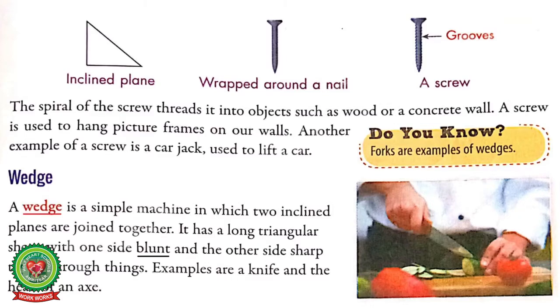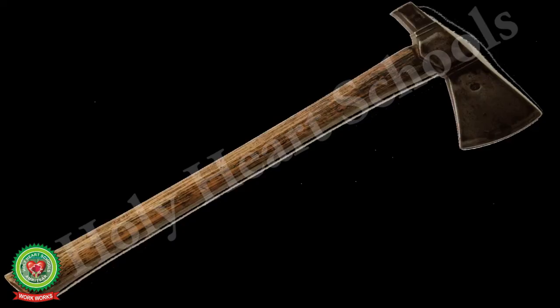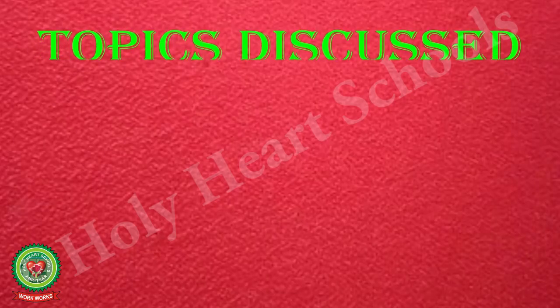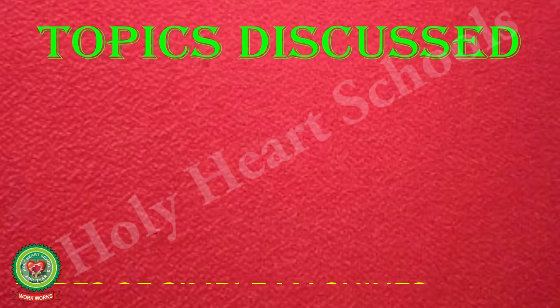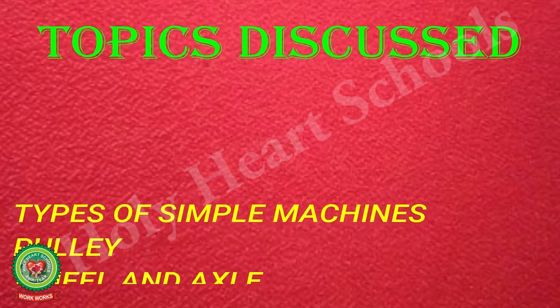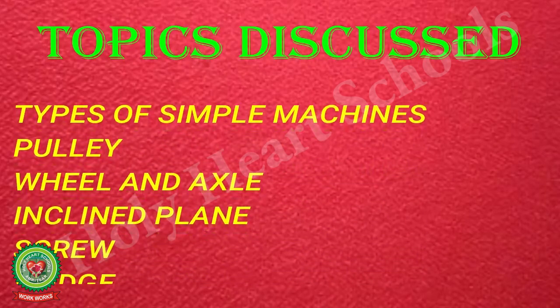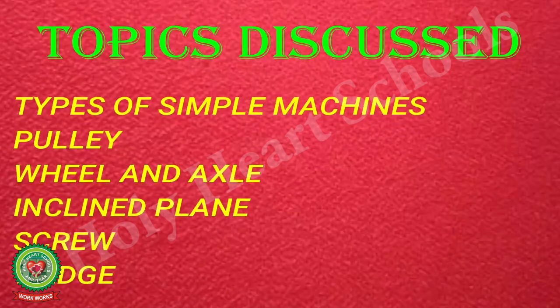Examples of wedge are knife, axe blade, fork, etc. Students, today we have discussed types of simple machines: pulley, wheel and axle, inclined plane, screw and wedge.